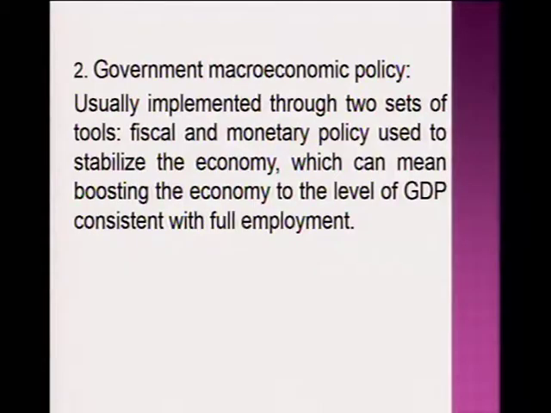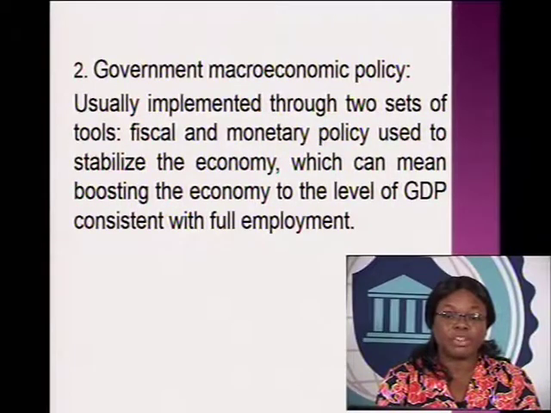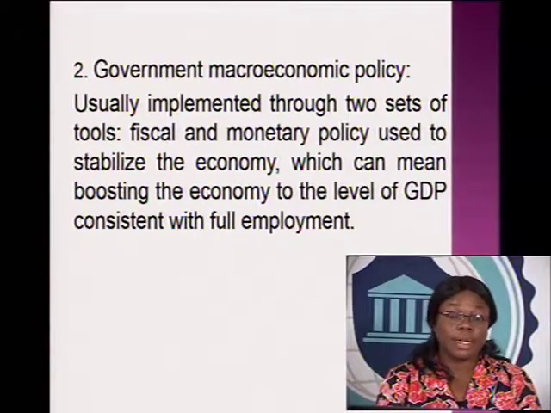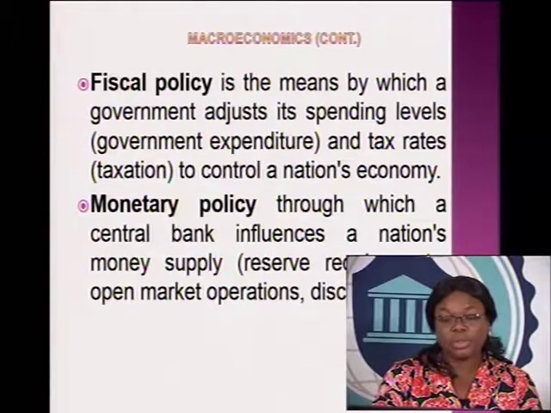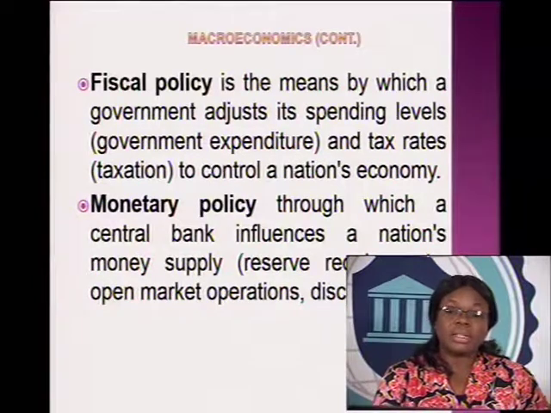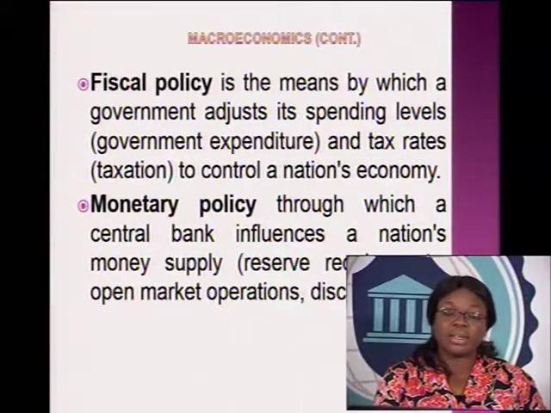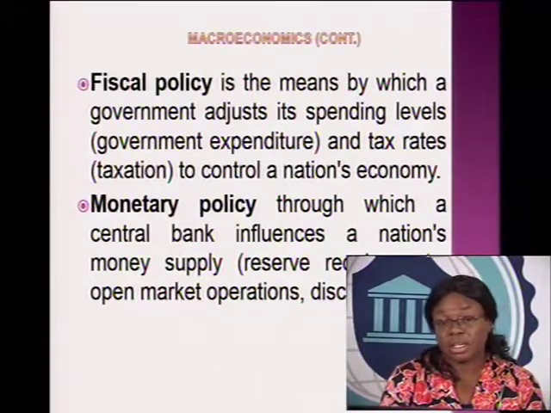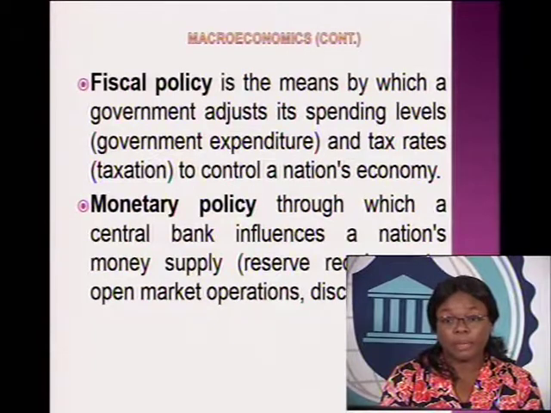The second point in the macroeconomic aspect is government macroeconomic policy. And this takes us to the fiscal and monetary policy, which are two tools whereby the government can stabilize an economy, boosting the economy to the level of GDP consistent with full employment. These two tools are fiscal and monetary policy. What is fiscal policy? It's the means whereby the government adjusts the spending levels, in other words government expenditure, and tax rates, taxation, to control a country's economy.